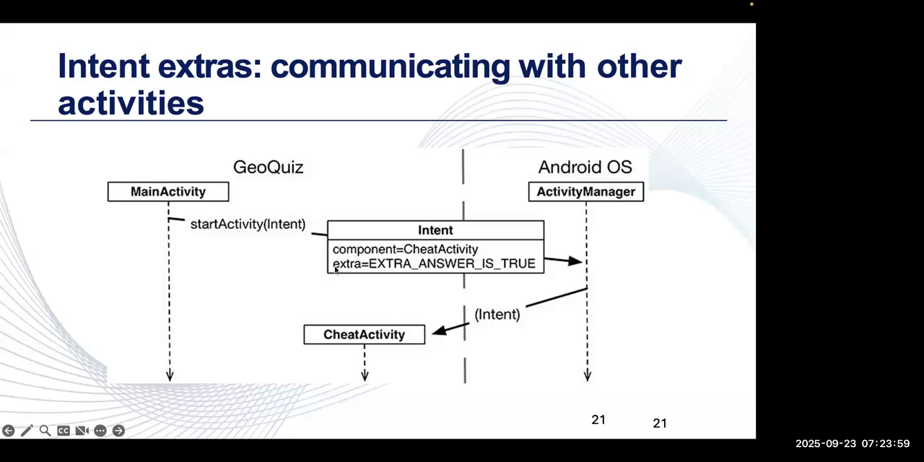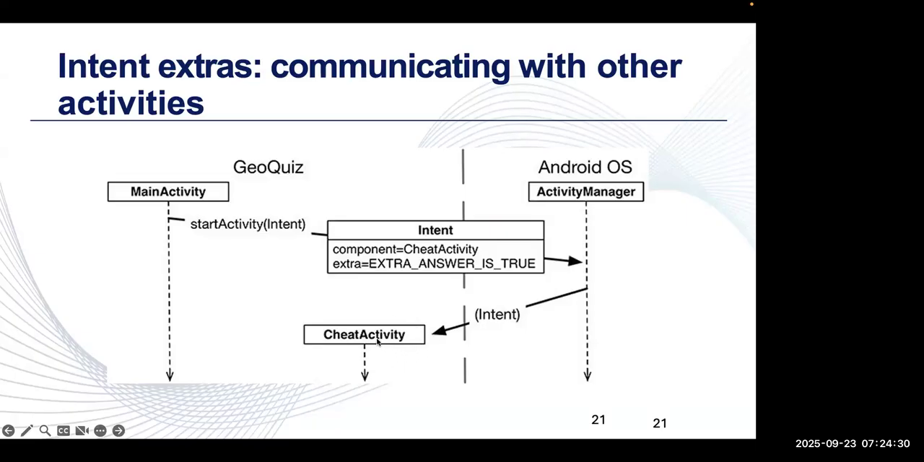Then the other thing that goes in here is that key value, in this case the extra answer is true. So it's a string that's going through, or a key value, right? And then it's going to send it to the activity manager. The activity manager is going to receive the component and the extra answer is true.